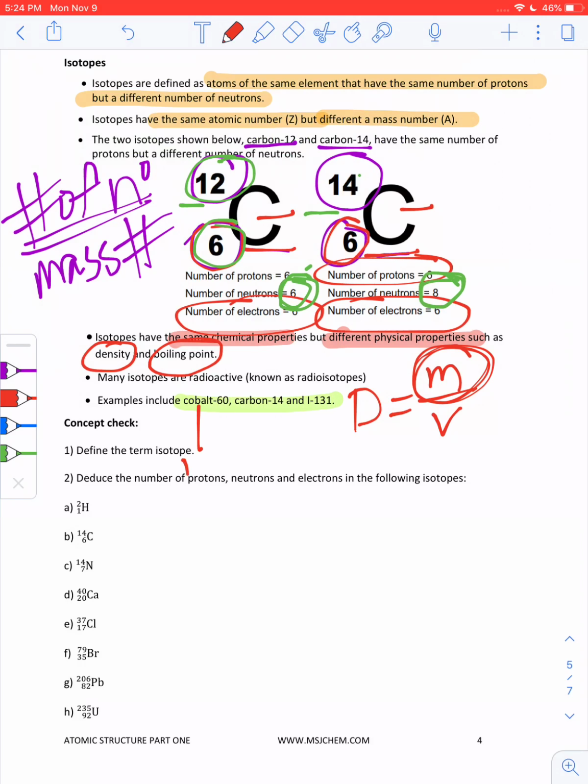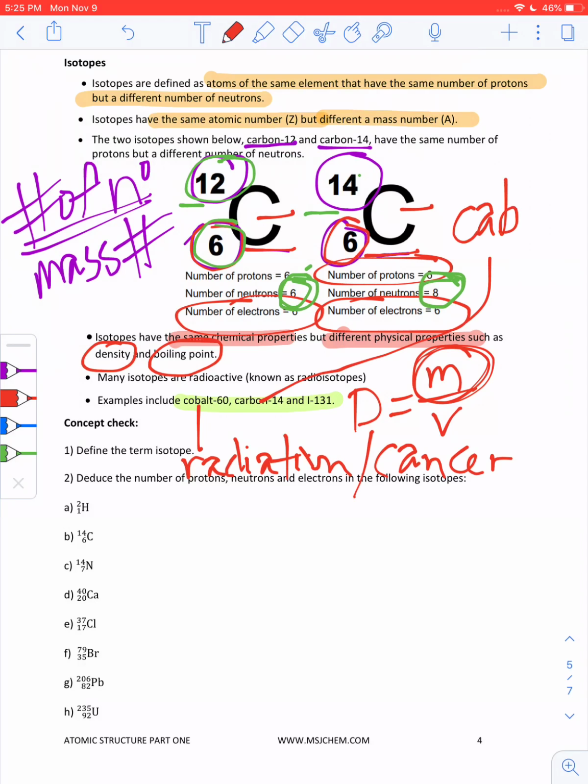Cobalt-60 is actually used for radiation and cancer treatments. I'm just going to put radiation and cancer treatments. Carbon-14 is used by archaeologists. This is when you hear the term carbon dating. Okay, carbon dating is like when they're digging up bones or fossils and they're trying to figure out how old they are, like how old a mummy is or how old a skeleton is that somebody uncovered.